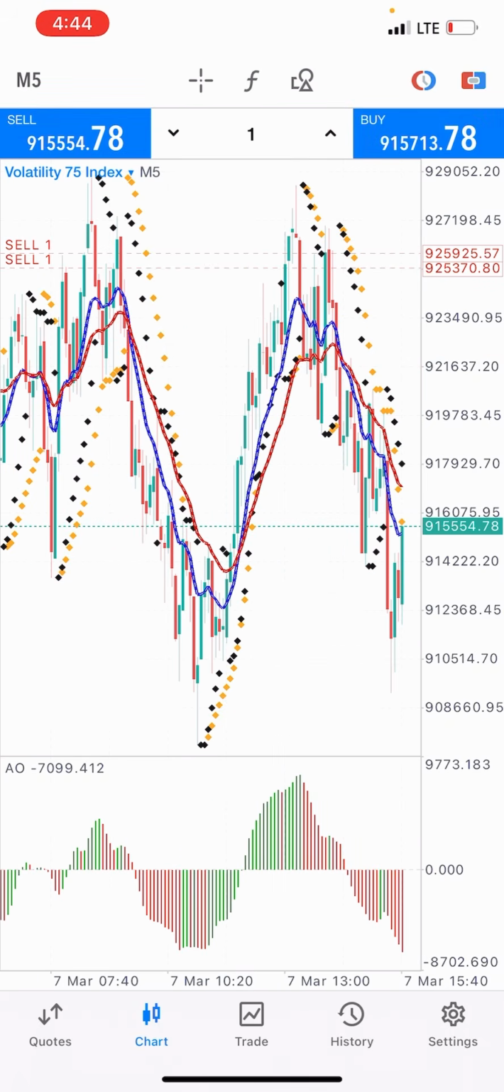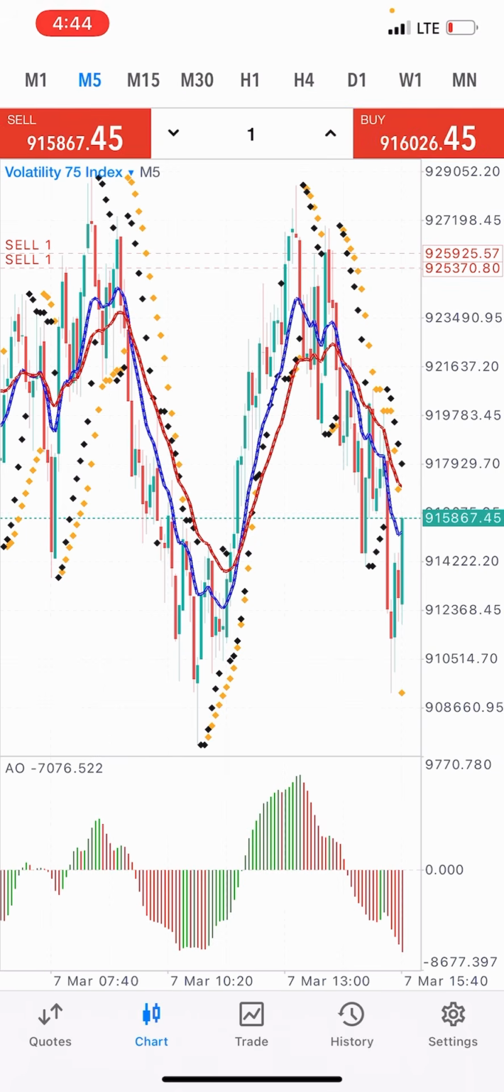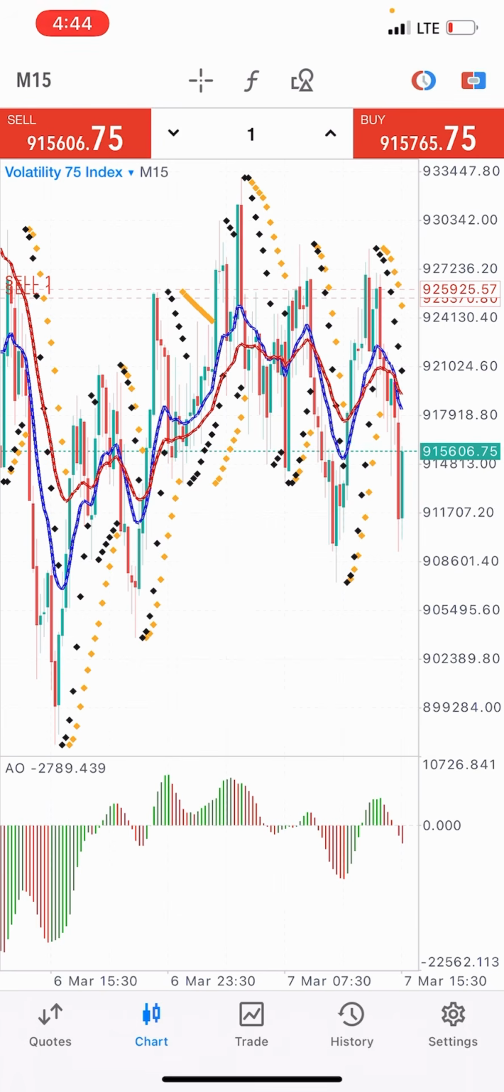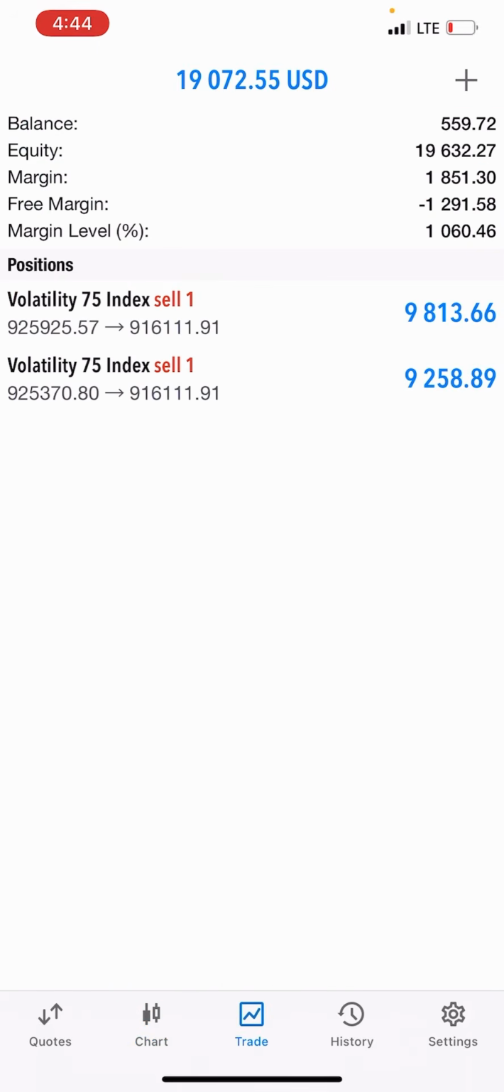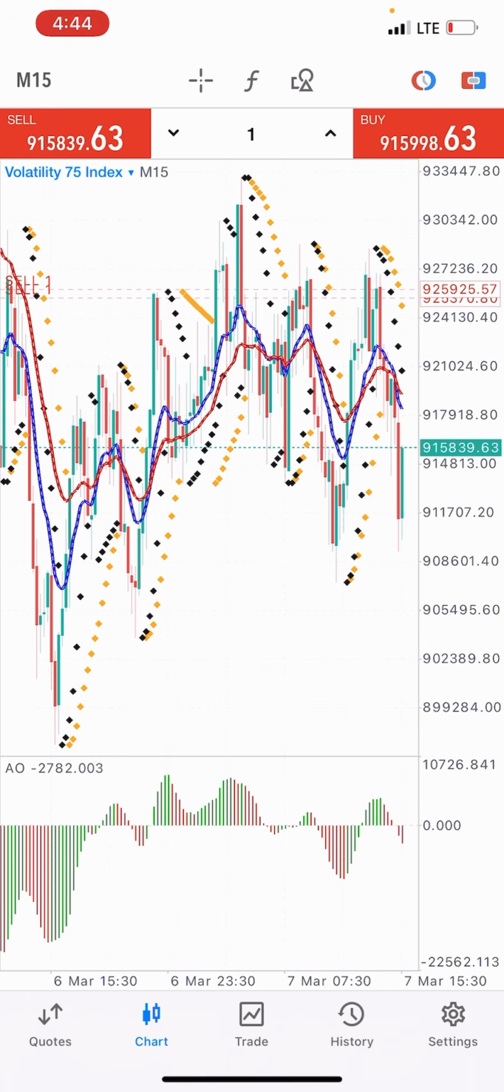As you can see, this is the 5-minute time frame on my screen. I will advise you to start using it from the 15-minute time frame, as Volatility 75 is a very volatile index. I'm still holding the trade, guys.